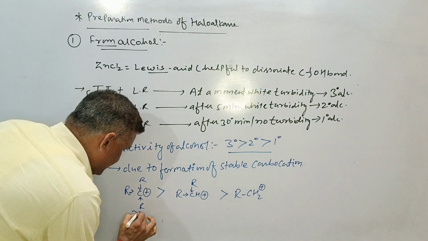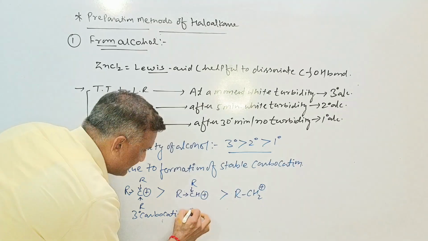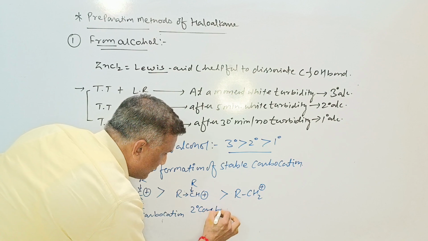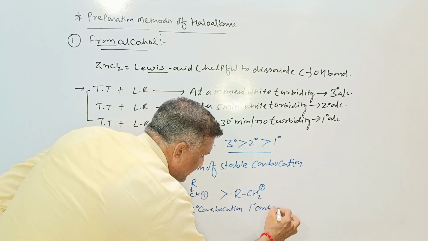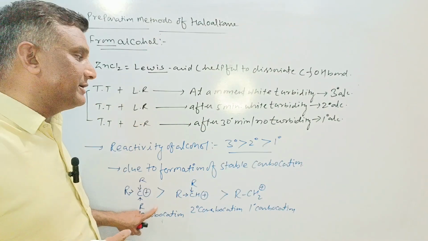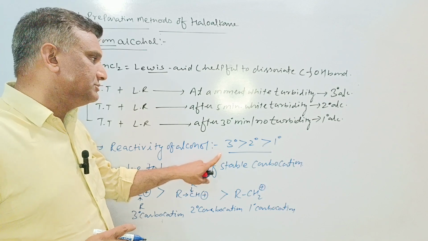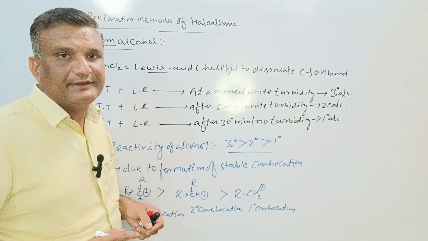So this is the 3 degree carbocation, this is 2 degree carbocation, and this is 1 degree carbocation. So, due to formation of the 3 degree carbocation, the reactivity of the 3 degree alcohol will be most towards the Lucas reagent as compared to 2 degree and 1 degree.